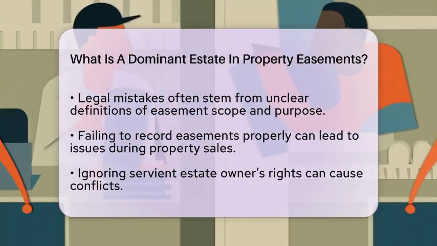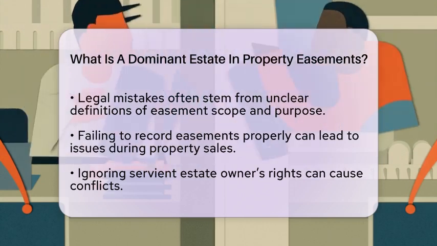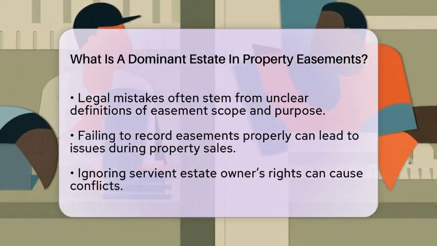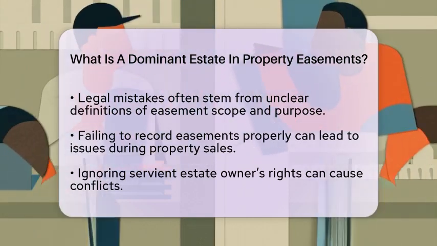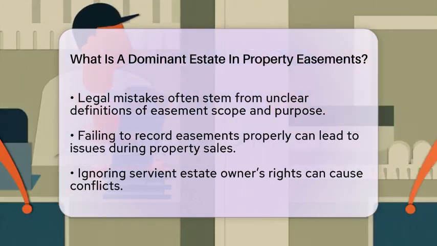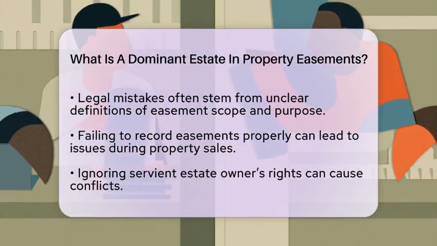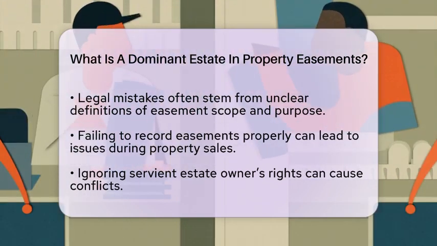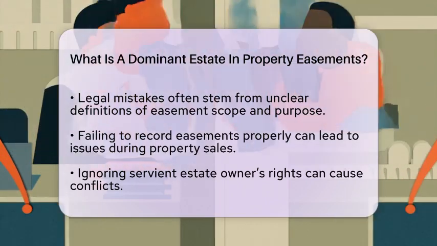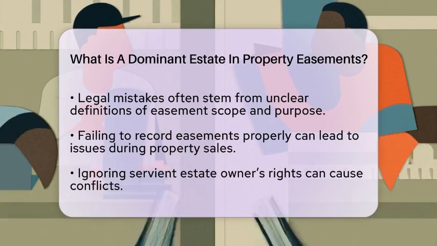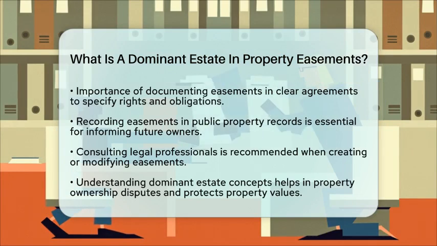Legal mistakes often arise from misunderstandings about these rights. One common error is failing to clearly define the easement's scope and purpose in writing. This can lead to disputes over what is allowed. Another mistake is assuming an easement grants ownership or broader rights than intended. Not recording the easement properly can also cause issues when the property is sold. Ignoring the servient estate owner's rights, such as maintenance responsibilities, can lead to conflicts.